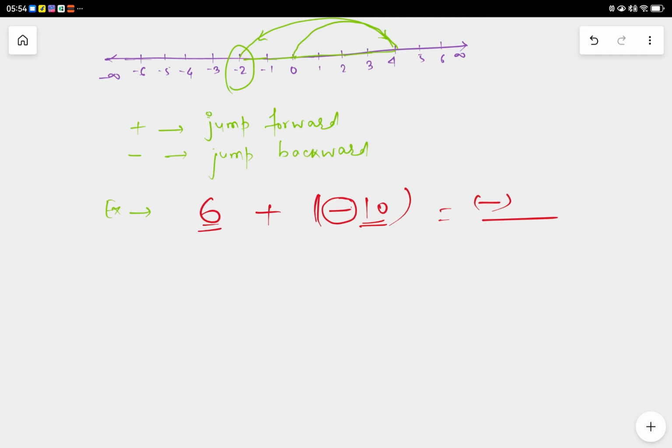Now you just have to take care of what will be the number that will be coming here. The sign we got, we just have to care about what will be the number, right? So again, make a number line.